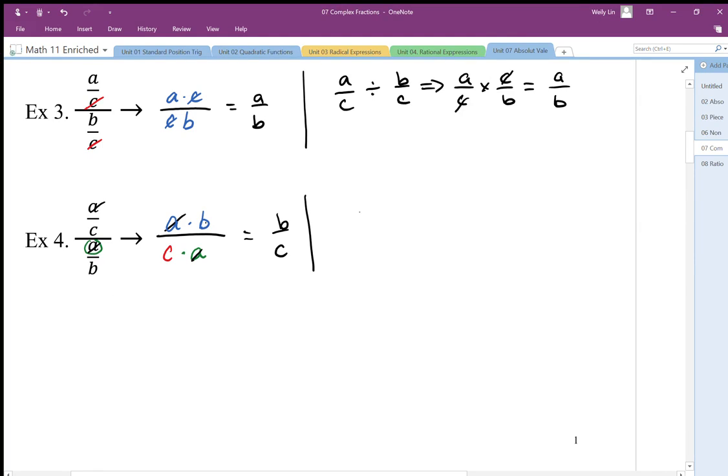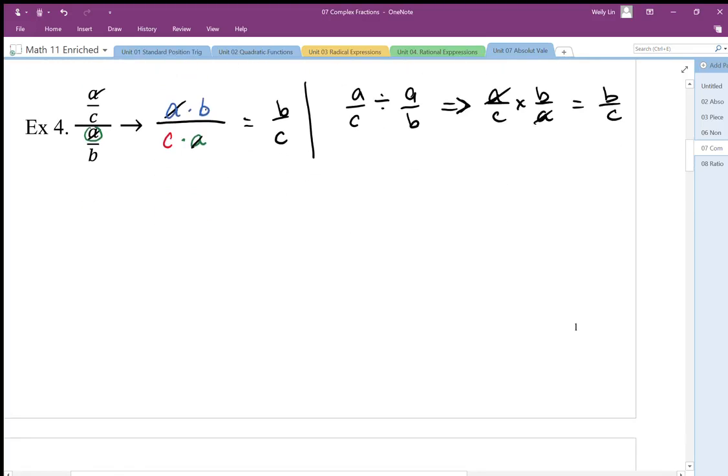Let's justify this one again. So it's going to be A over C divided by A over B. And we're going to convert that to A over C times B over A. I can see that the A's cancel, and we end up with B over C. So the B in the denominator ends up in the numerator. The C in the numerator of the denominator ends up in the denominator. So this one's a little bit tricky, so you have to be extra careful with that one.